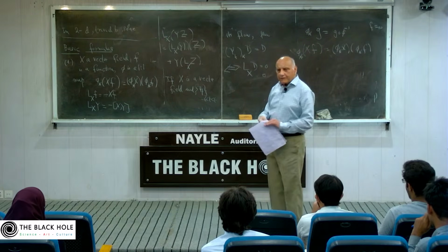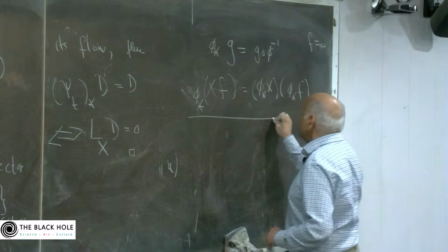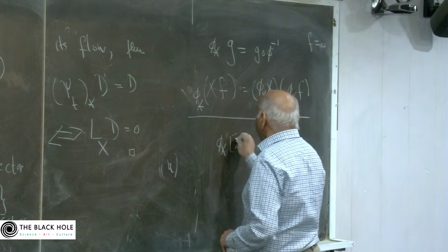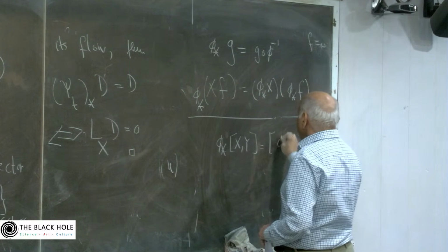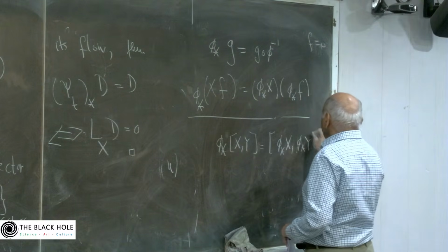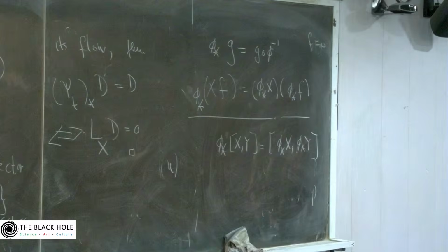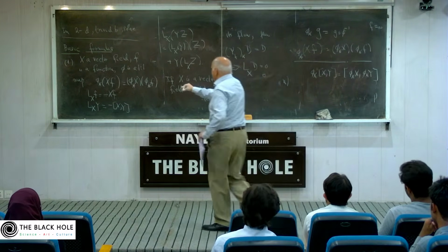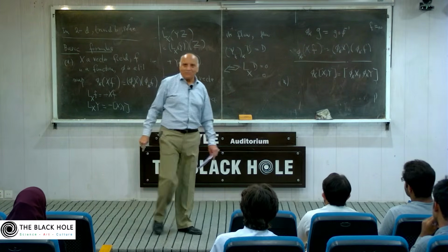जी और इससे सबसे बड़ी बात, the main consequence is that phi star of x bracket y is the bracket of... okay. So that's how all of this comes from this basic formula. Yeah, okay.